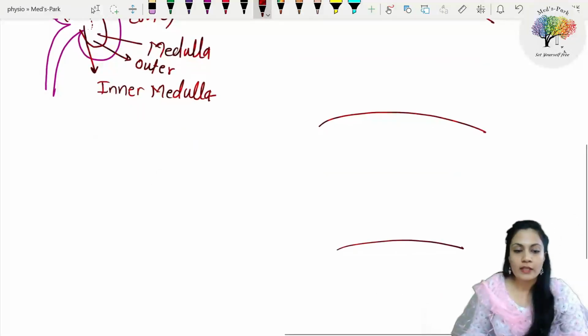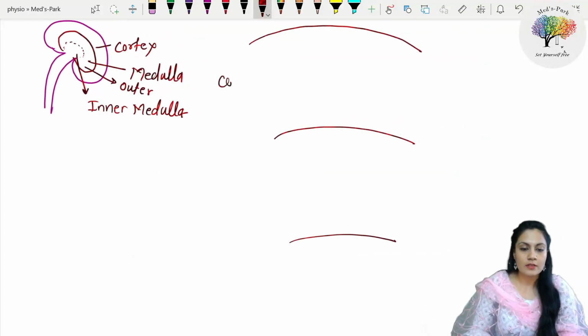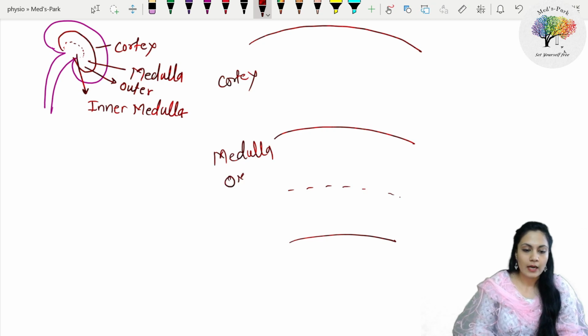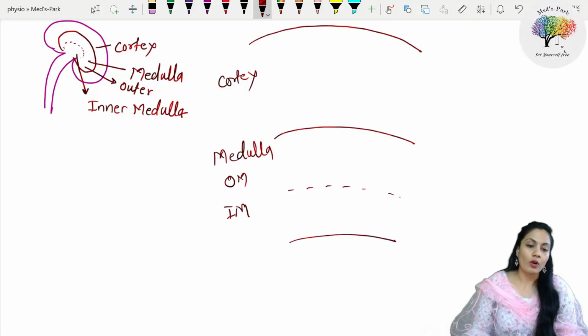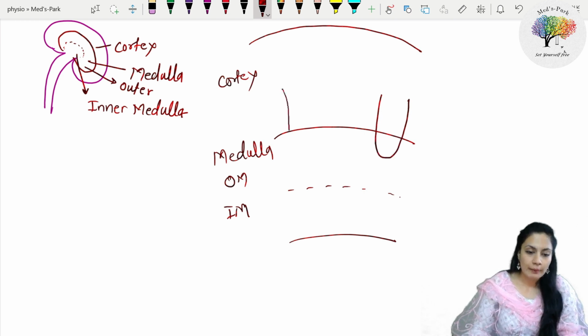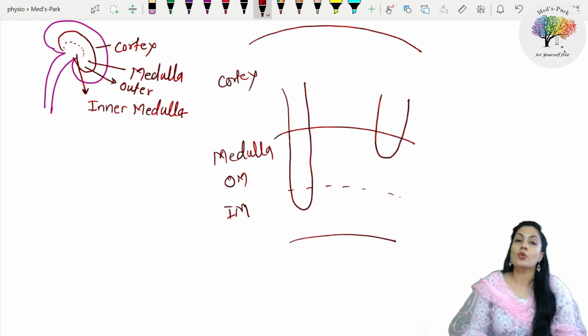Now if I draw the diagram something like this, suppose this is the cross section of the kidney. Suppose this is the cortex, right? This is the medulla, and in the medulla we are going to divide it into the outer medulla and inner medulla. Now understand, there are two types of nephron. One type of nephron has a loop like this, and the other type has a loop which goes deep into the inner medulla.